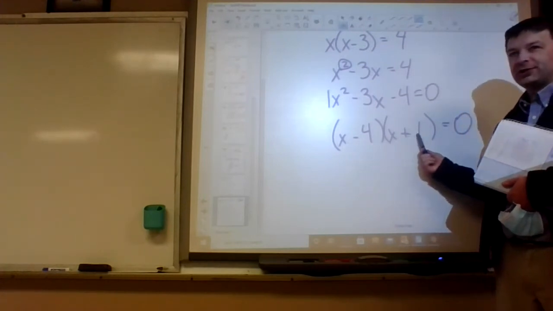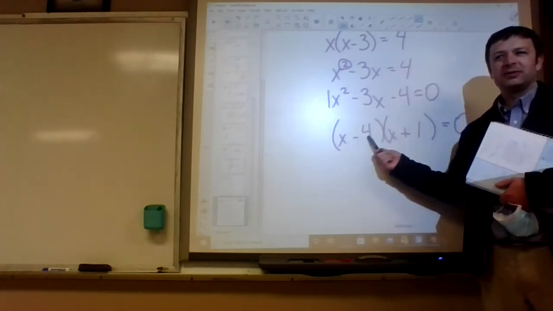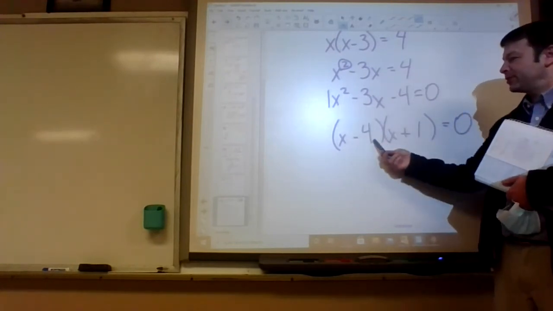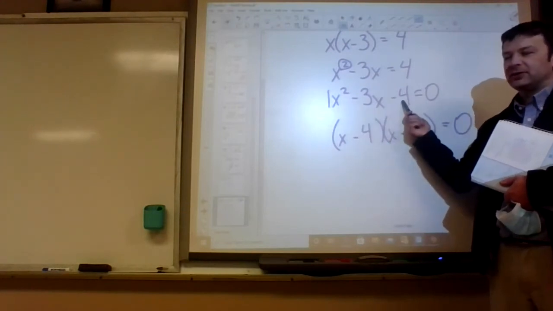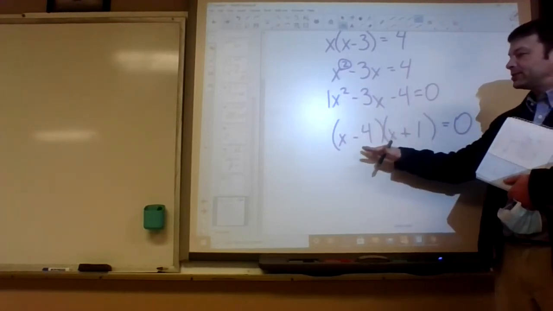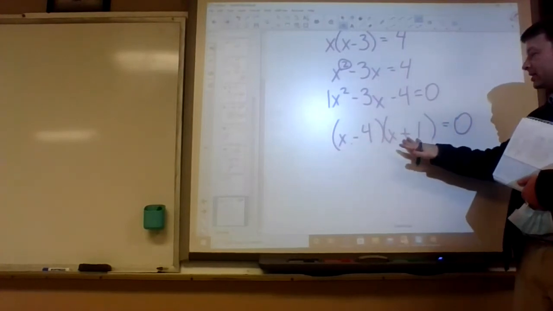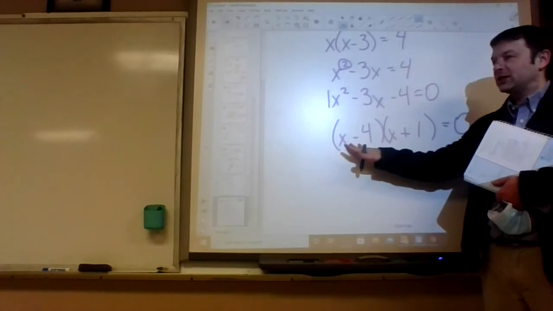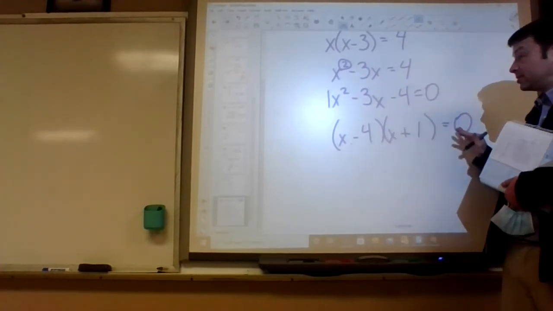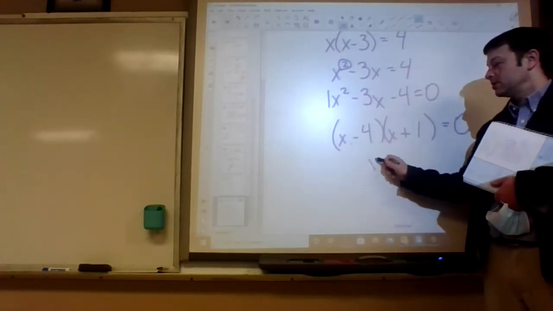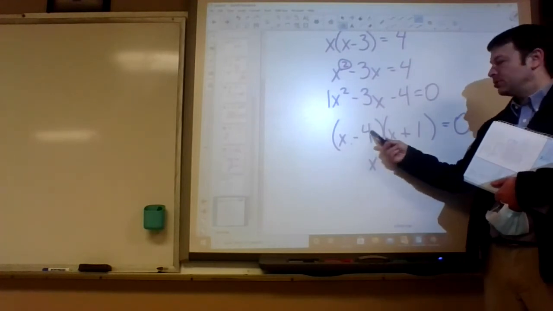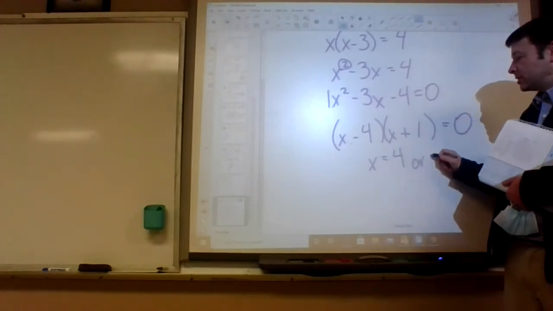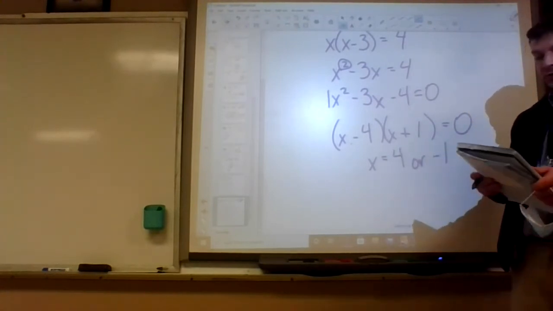If we FOIL this, what should we get? If we FOIL this, we should get that. Okay, we're not foiling it though. We're saying what x values would make either of these turn into a 0? Because that would make it answer. What x values would make either of these turn into a 0? 4 or negative 1.